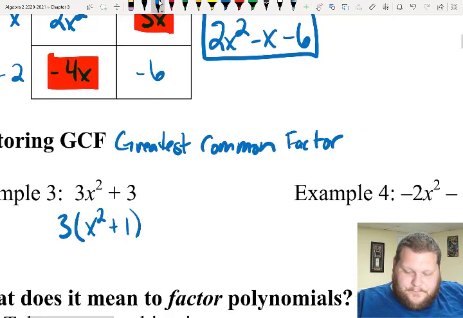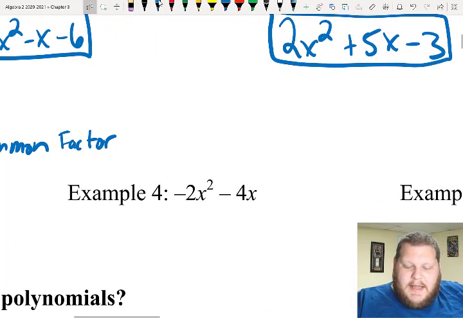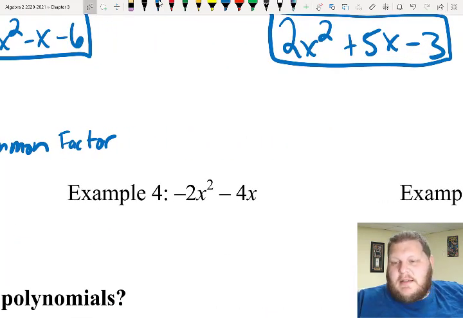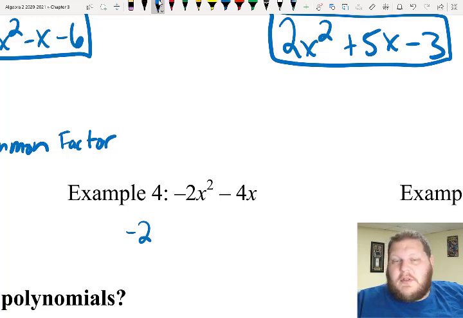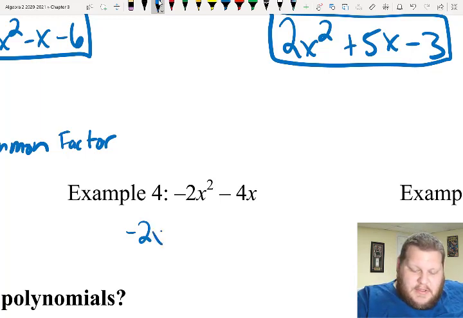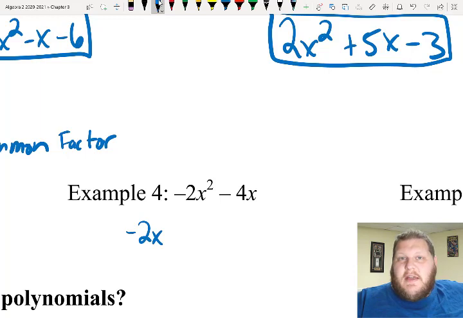For example number 4, negative 2x squared minus 4x. They both are multiples of 2. They're both even numbers, so we could definitely take that 2 out. They're both also negative, so I could call my GCF a negative 2. We want to include as much as possible. The other thing they have in common is my x. Both of them are divisible by x. They both have an x involved, so negative 2x would be my GCF.